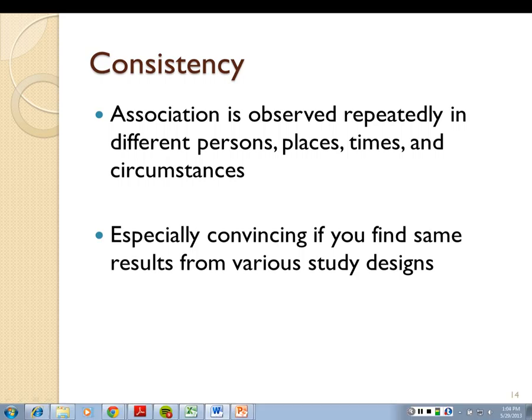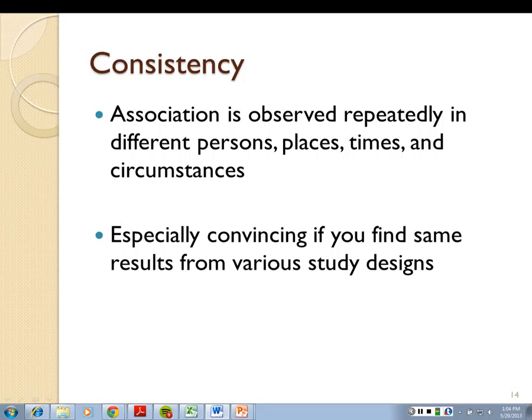Consistency simply means that you come to the same conclusion based on the results of different studies. So when you find the same results in various study designs, you can be even more confident in your causal conclusions, as each type of study design minimizes different types of bias. Therefore, you're more confident that you're demonstrating a true relationship and the results you're seeing aren't due to bias or confounding. So replicating the association in different samples with different study designs and different investigators gives stronger evidence of causation.